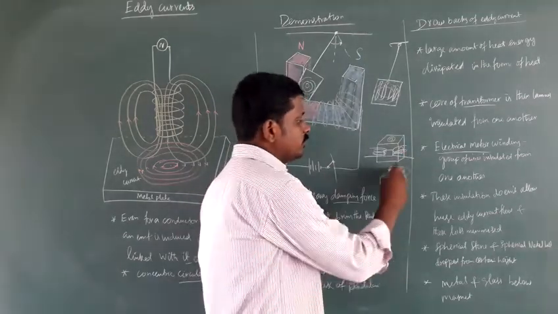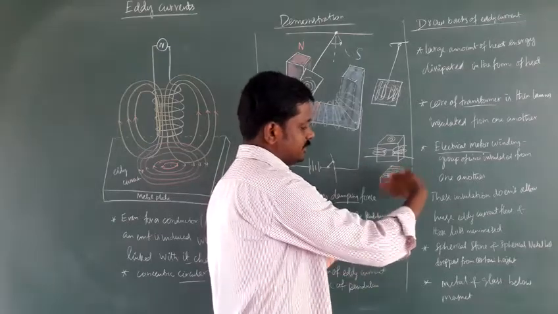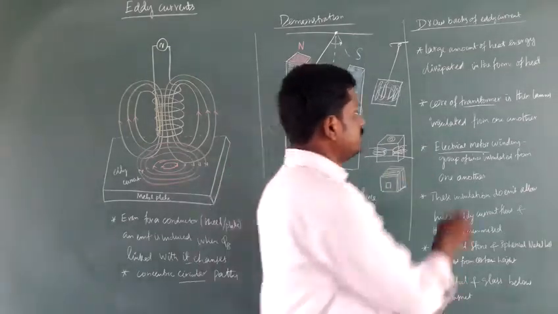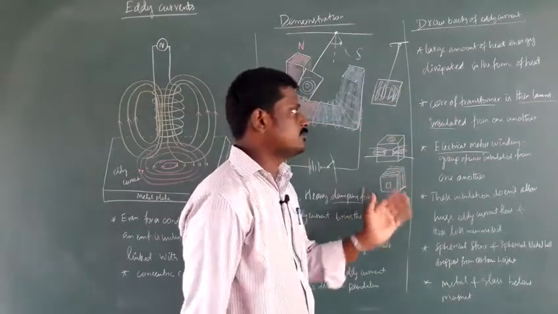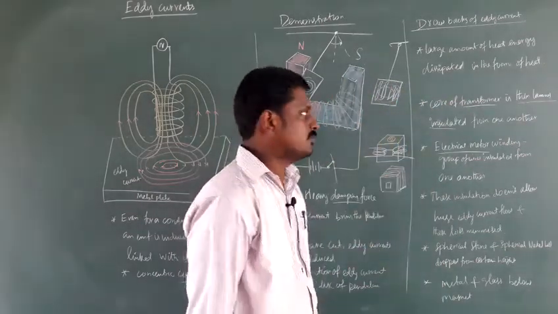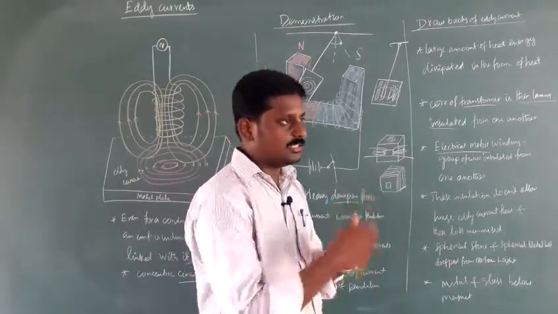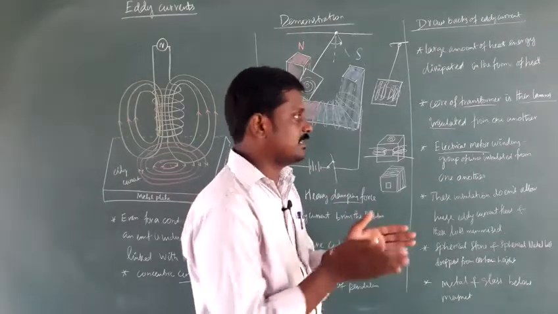If the core is made of slices, that is insulated thin laminas, the eddy current is reduced. So in the case of the core of a transformer, we make the laminas as thin sheets and make them into a collection or bundle.